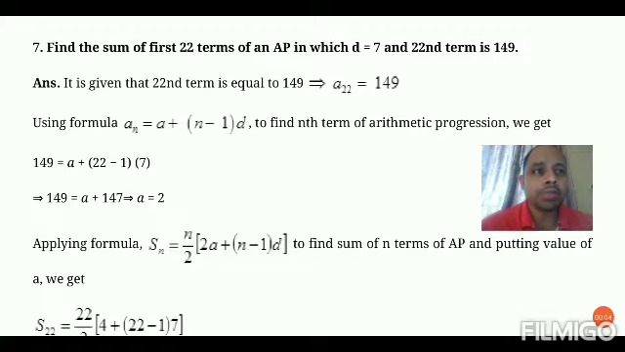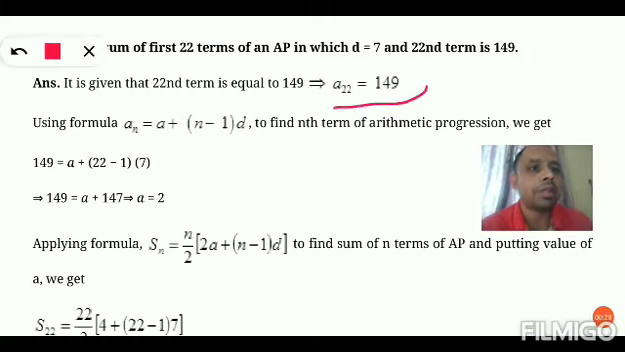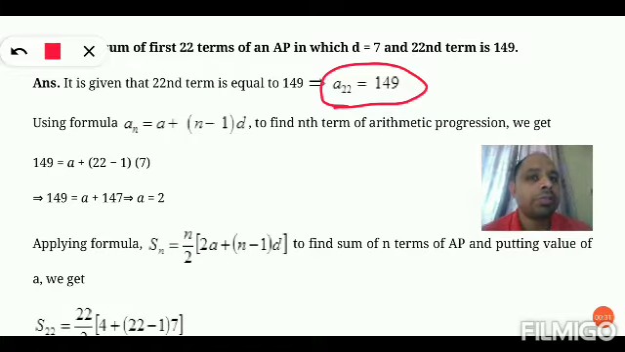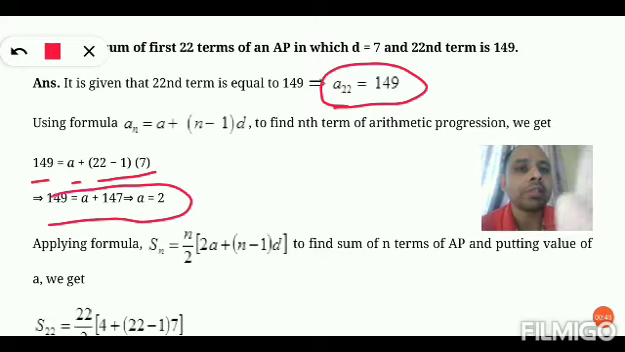Okay, moving to the solution of question number 7. The question is: find the sum of first 22 terms. That means we have to find S22, where the value of n is 22, and it is given that the common difference is 7 and the 22nd term is 149. The 22nd term means a plus 21d, therefore we can write 149 equals a plus 21 into d, and here d is 7. If you solve this, you will get the value of a as 2.